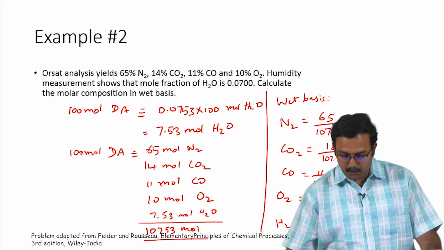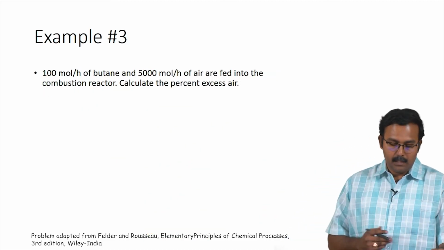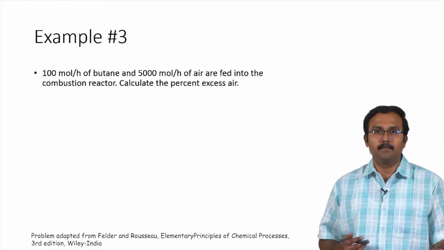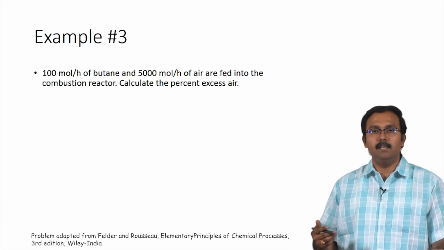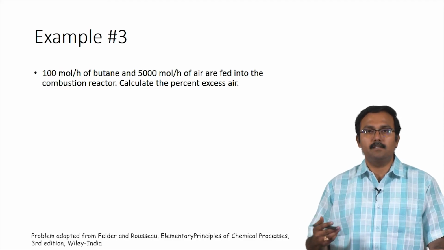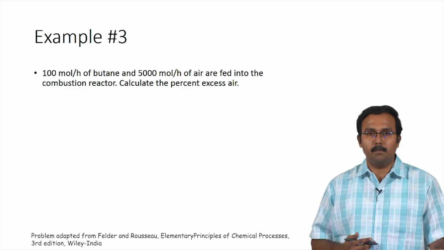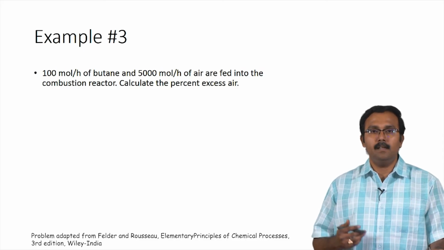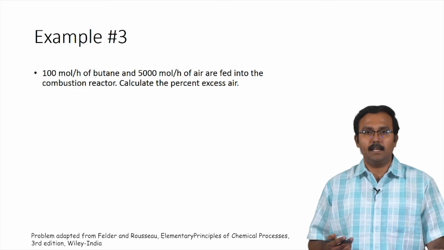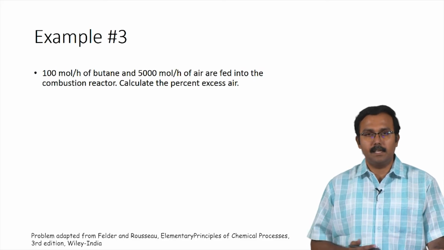Moving on to the next problem. Here is another example where you are asked to calculate percent excess of air. As I mentioned, air is usually supplied in excess, and here you have been asked to calculate how much excess is the air which is being supplied. 100 moles of butane and 5000 moles per hour of air are fed into a combustion reactor. You are asked to calculate the percentage excess of air.